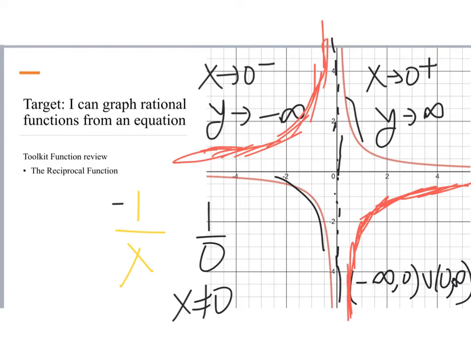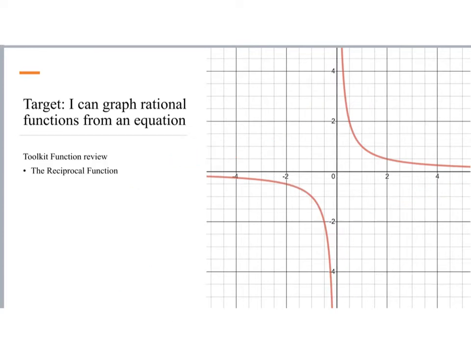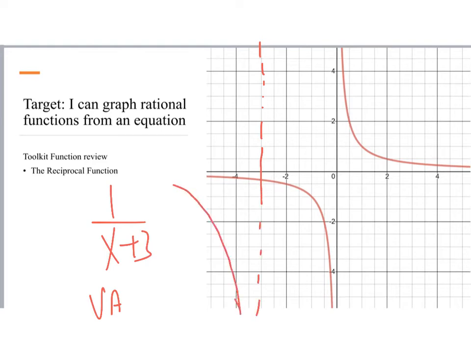Now, a variation of this is if I have something like 1 over x plus 3. Well, that is the reciprocal function that's been shifted left by 3. So that tells me the domain limitation, the vertical asymptote, is now at -3 instead of the origin. And it'll look something like this. It's got that horizontal asymptote.